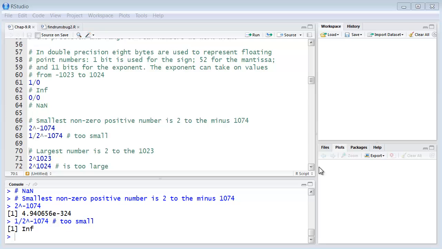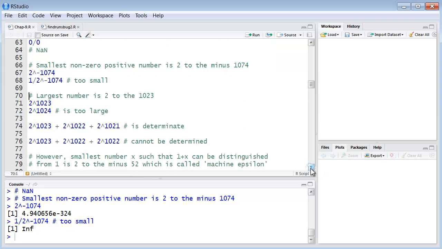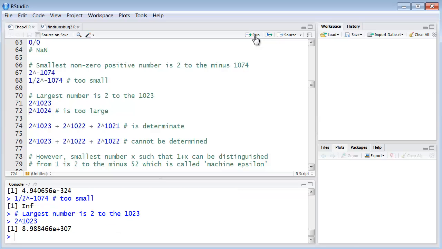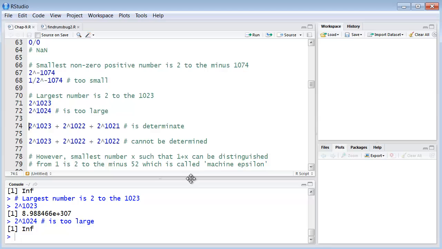Similarly, if we take a look at the largest number that can be represented, it is 2 raised to the 1023rd power. So let's say we try and calculate that in R, which is what we're doing right now, and we get a very large number, e to the 307th, which means this decimal place would be moved over 377 positions. If we increase that just by one power, we find that we get, again, an answer that says it's just too large.